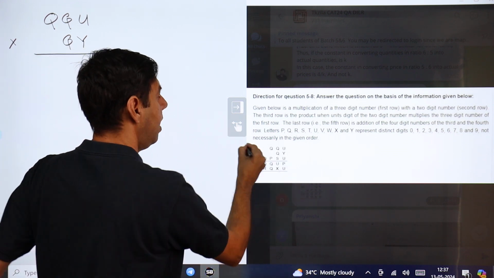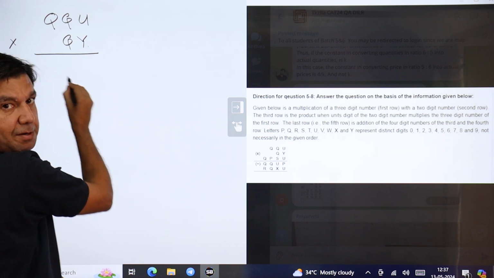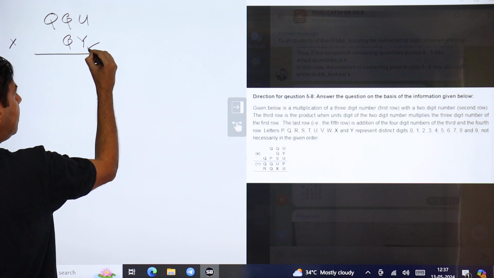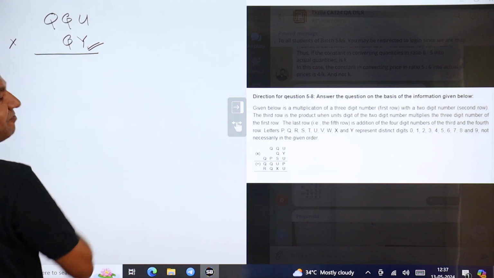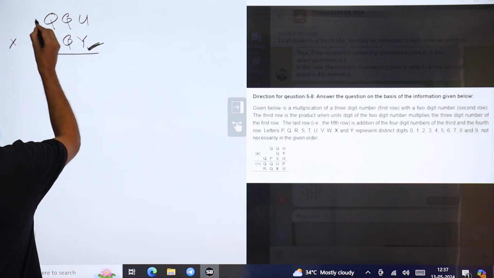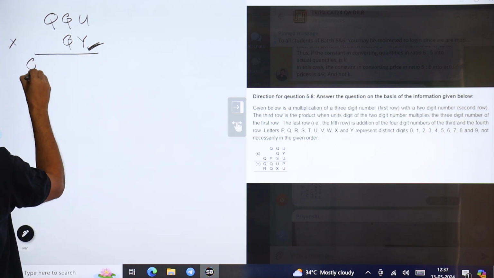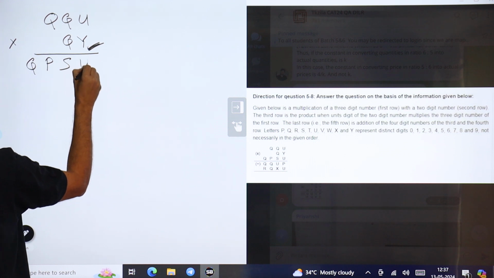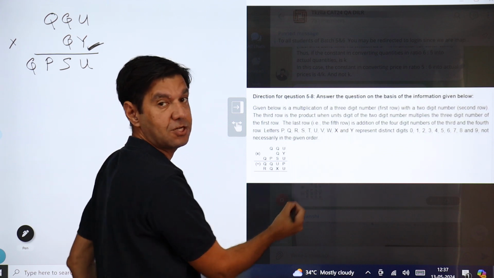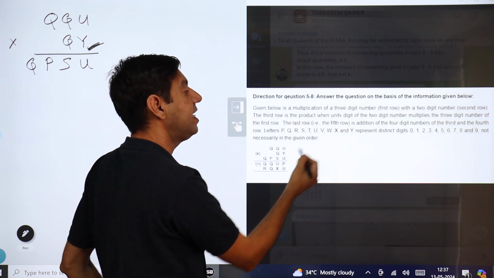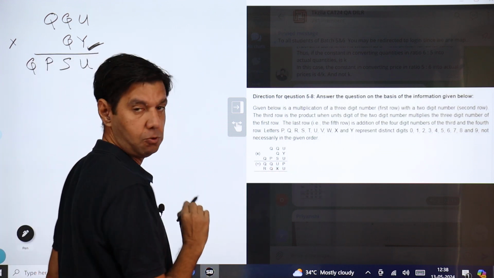The third row is the product when the units digit of the 2-digit number, that is Y, multiplies the 3-digit number of the first row. So when Y multiplies with QQU, we get the third row, which is given as QPSU. And then it says the last row, that is the fifth row, is an addition of the 4-digit numbers in the third and the fourth row.